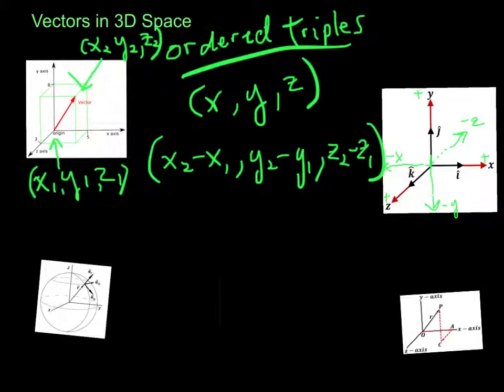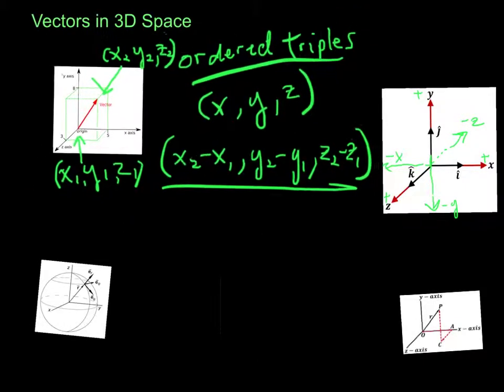Remember what that does for us. It takes any vector in space, and when you do this to it, it is like translating it back to the origin, as if it were starting at 0, 0, 0. Okay? All right, well, that's that.